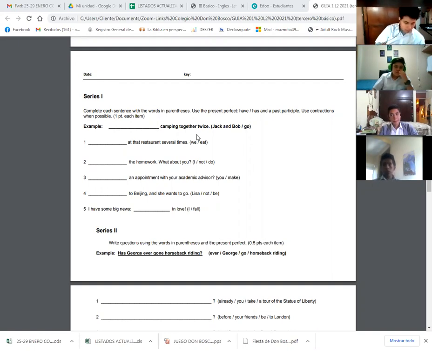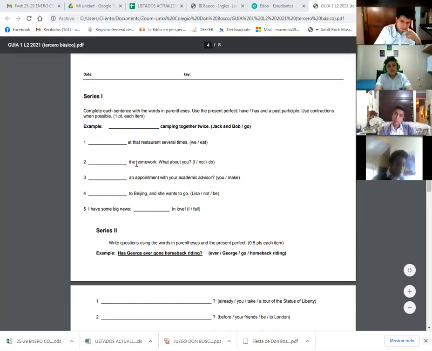If you understand the topic of present perfect, okay? So we have camping together, and you have to make your whole sentence based on what is in between parentheses. Jack and Bob and go. Now, we're going to write Jack and Bob have, the verb go. We look at it and it says go, past participle is gone. So we're going to write Jack and Bob have gone camping together twice. Okay?